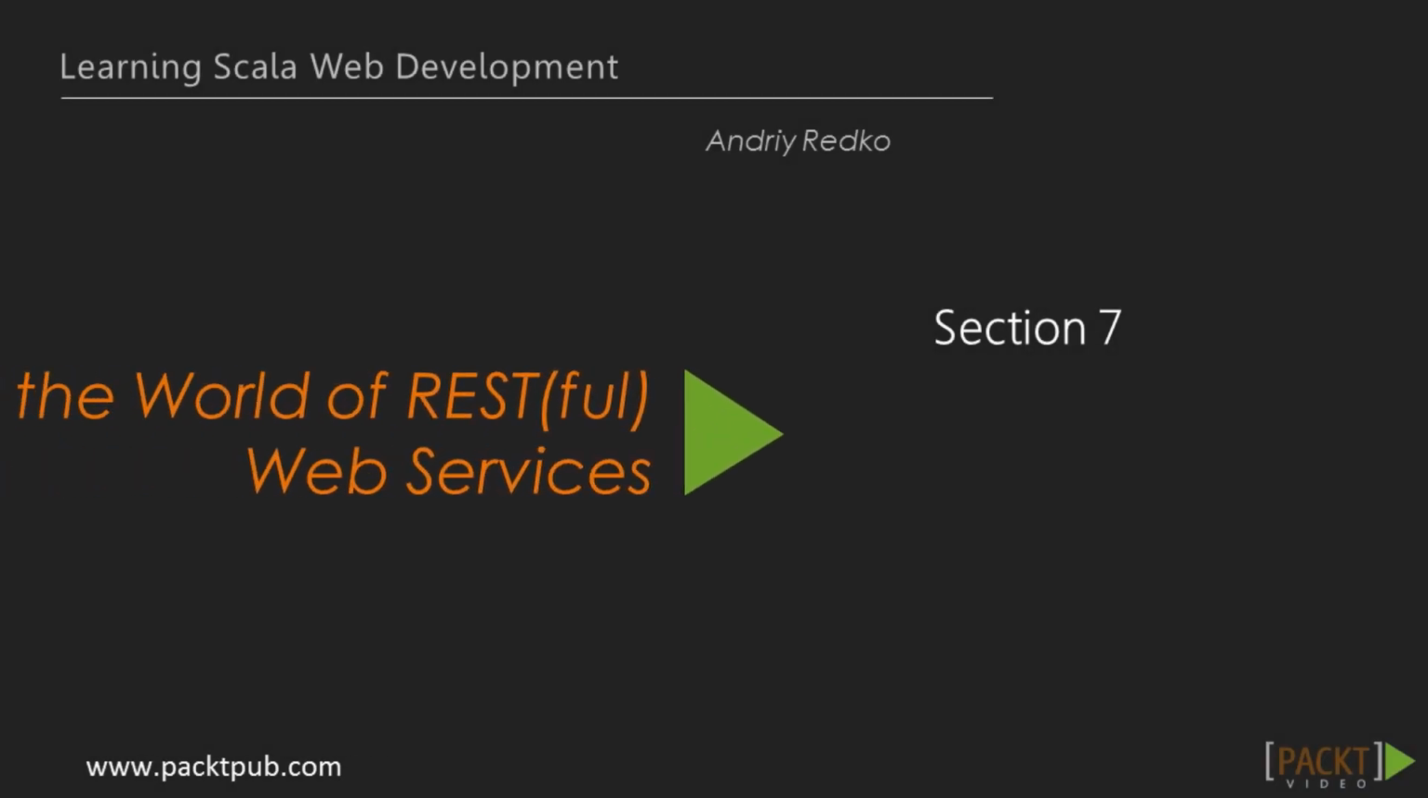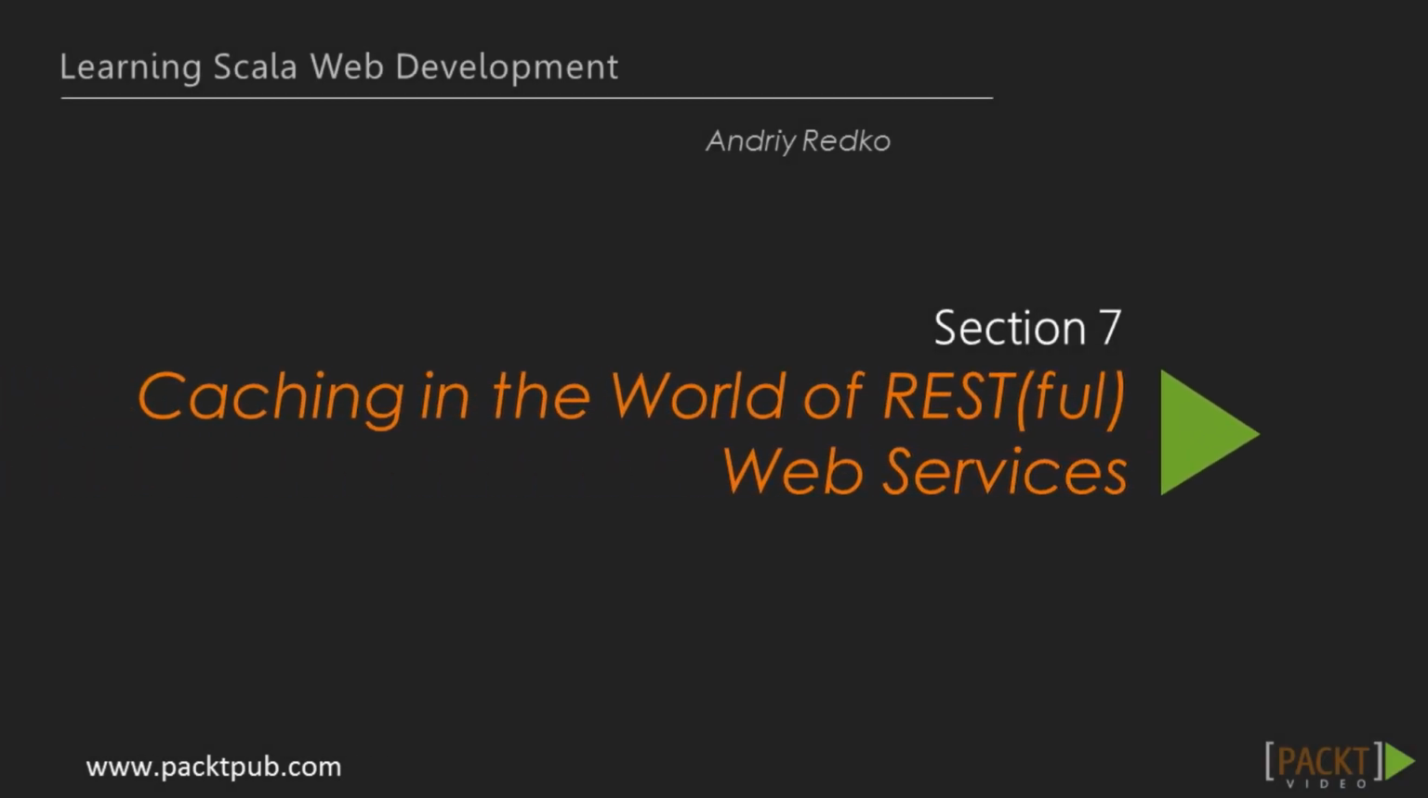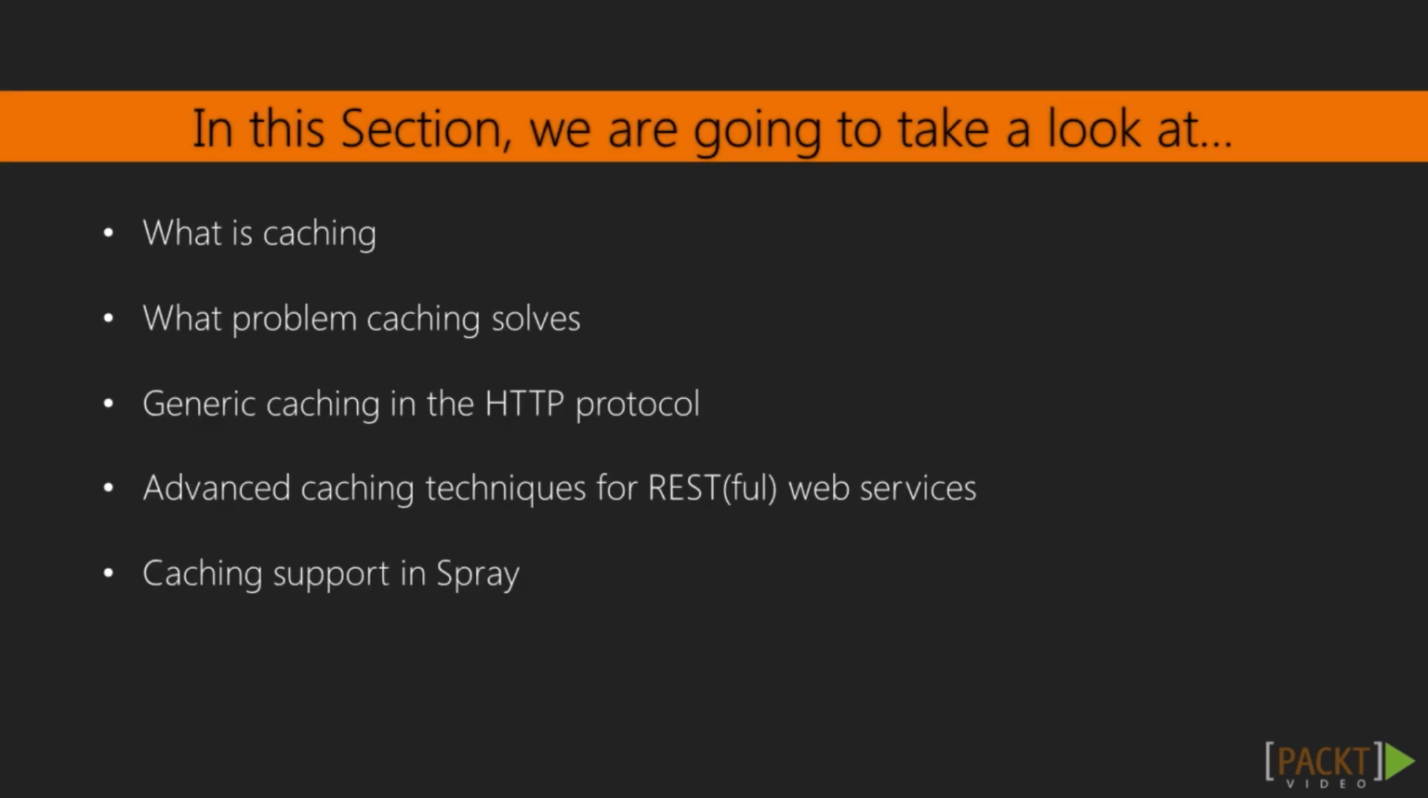Hi, welcome to section 7 of the course. The previous section introduced to us the importance of unit testing of the web services and APIs, written using the terrific Spray framework. In this section, we will talk about caching as one of the widely used approaches to build high-performing web services and APIs.